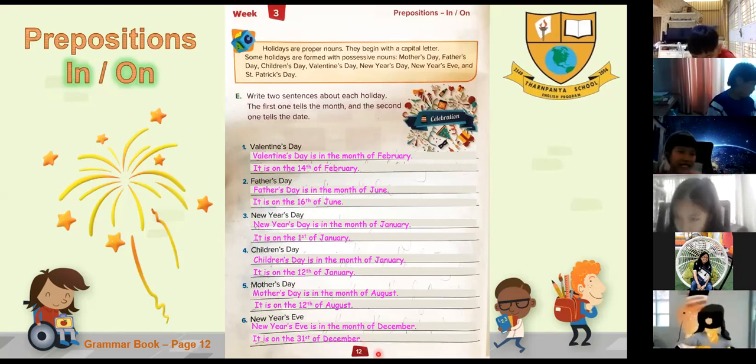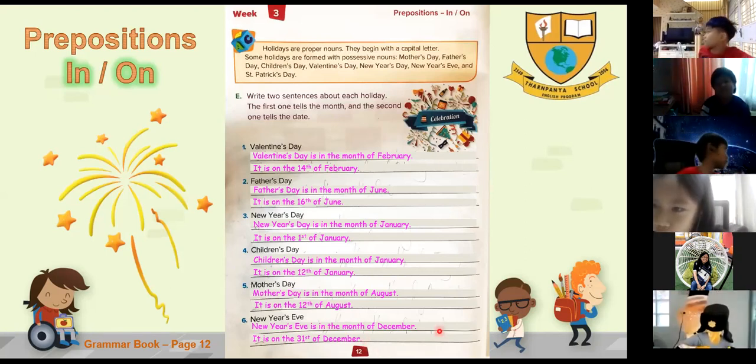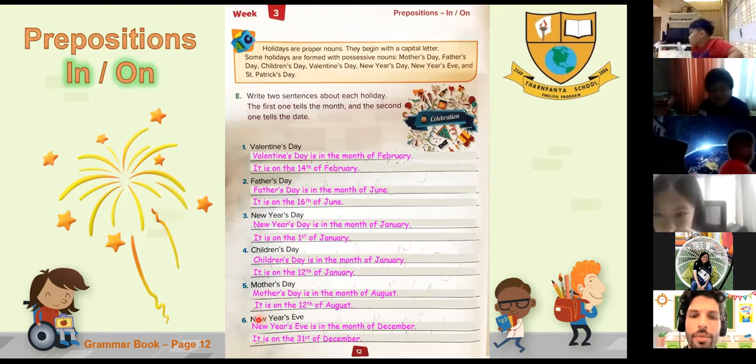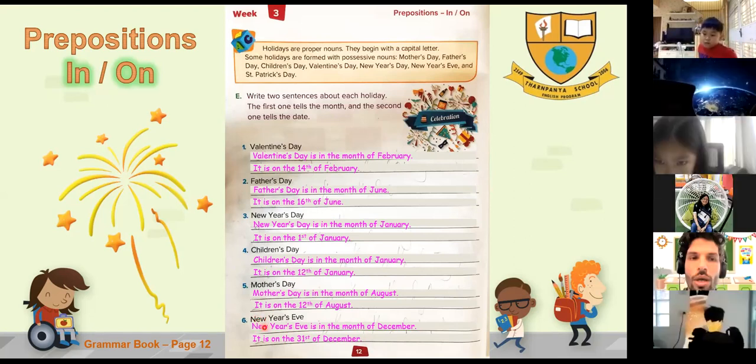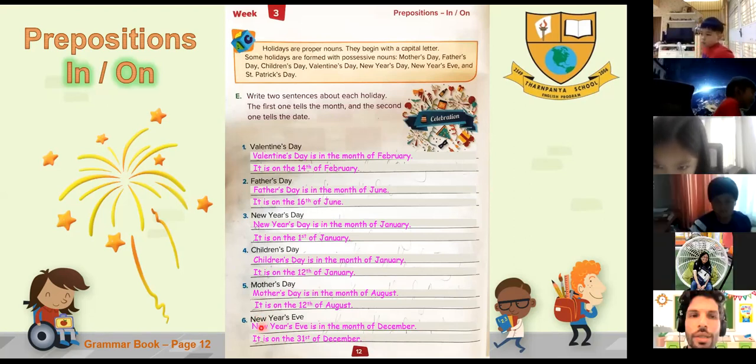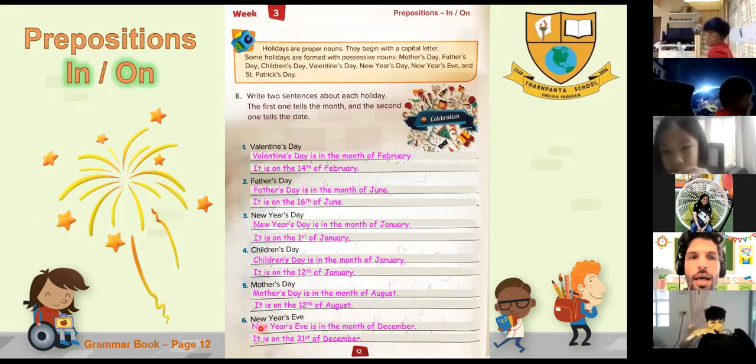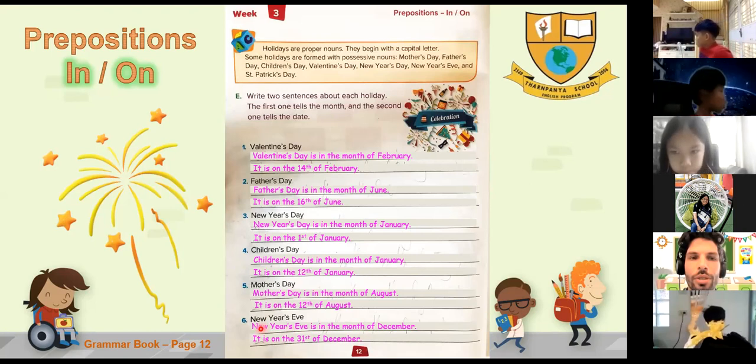So remember, the holidays or holiday names are proper nouns. So we use capital letters. We use the preposition in before a month of the year, and we use the preposition on before a date.